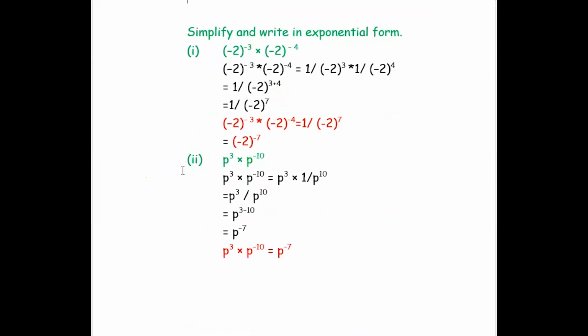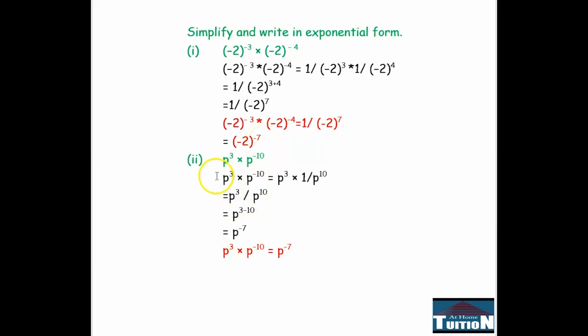Next question, simplify and write in exponential form. Negative 2 raised to the power of negative 3 into negative 2 raised to the power of negative 4. Here we can directly add the powers because we have the same base, negative 2. So we write the base once and directly add the powers. So negative 3 plus negative 4 is negative 7. So negative 2 raised to the power of negative 7.